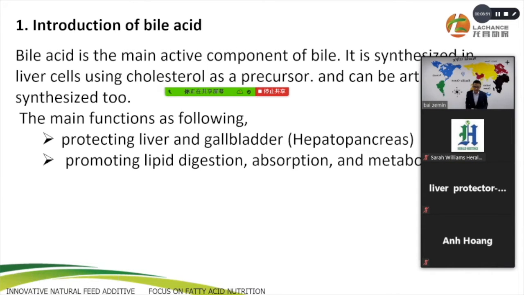Bile acid is a main active component of bile. It's synthesized in the liver cells using cholesterol as a precursor, and now we can also synthesize it artificially in the factory. The main function is protecting the liver and gallbladder of fish and the hepatopancreas of shrimp, and also promoting lipid digestion, absorption, and metabolism.